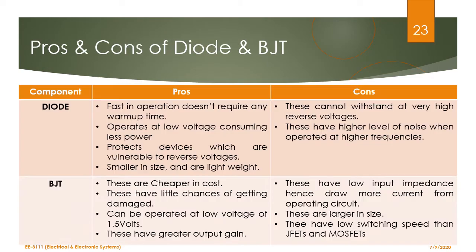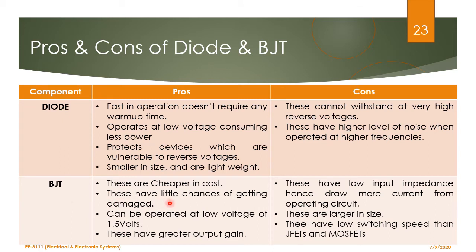Pros and cons of diode and BJT. Diodes are fast in operation and don't require any warm-up time. These can operate at low voltage and protect devices from reverse voltages, while being smaller in size and lighter in weight. But these cannot stand very high reverse voltages, and these have high noise levels at higher frequencies.